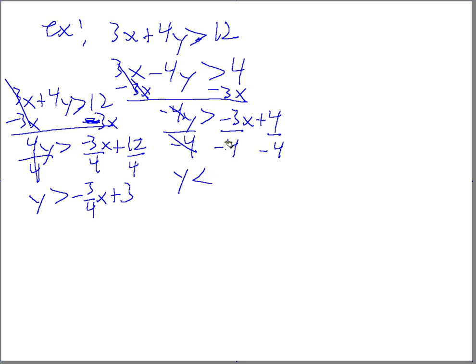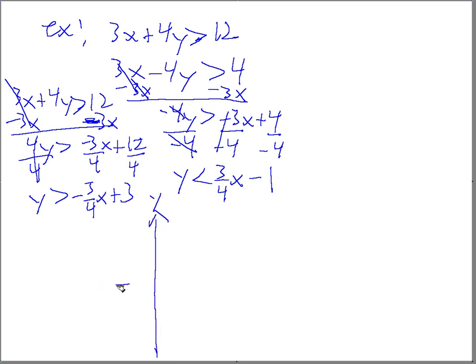And again, negative by negative is positive, so that's going to be positive 3/4 x, and then what? Minus 1 for these two numbers. Alright, so we have the second one. Now we're ready to graph these lines and see where the common area of shading is going to be. Okay, so let's go and do that.